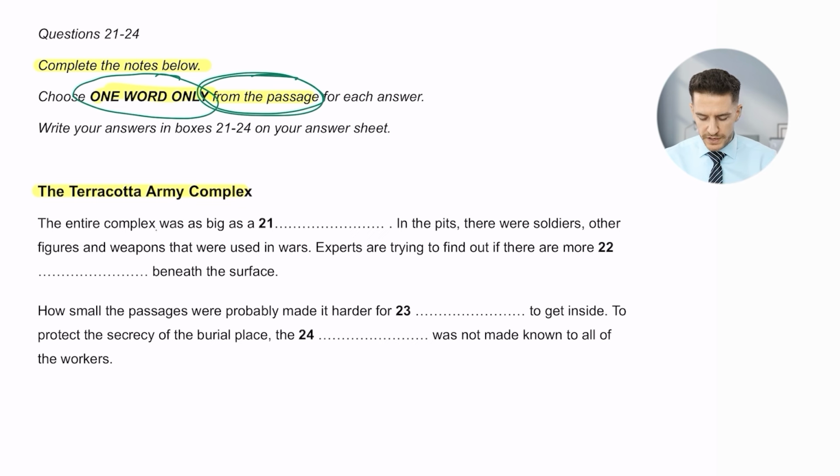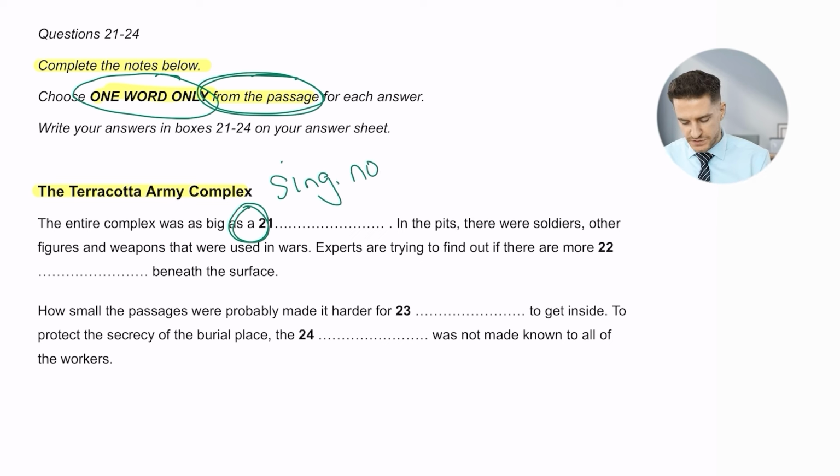The entire complex was as big as A. So when you're doing these questions, you need to, well, you don't need to, but you should try to predict the answers. So you can see here that we've got A. After A, we would have a singular noun. So we can just write that down there so we remember singular noun. So that's what we're looking for.